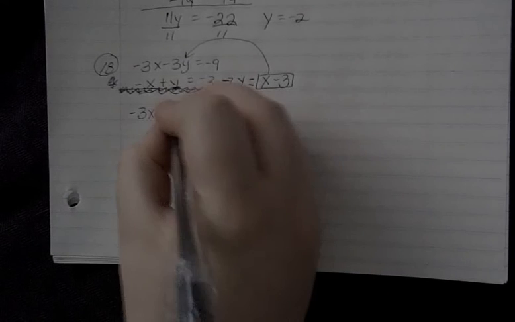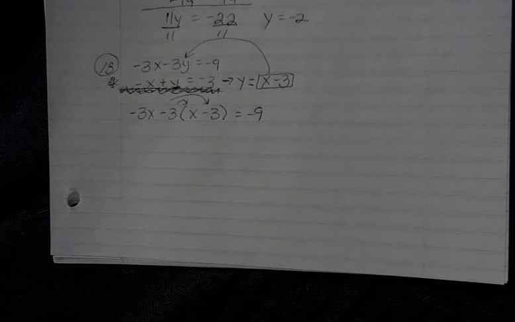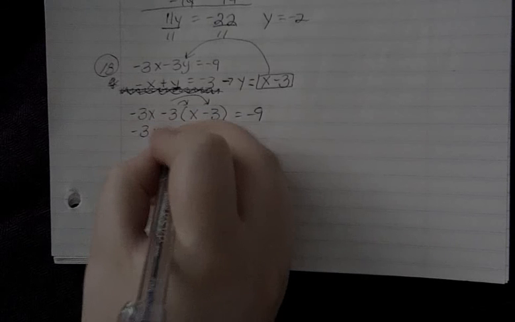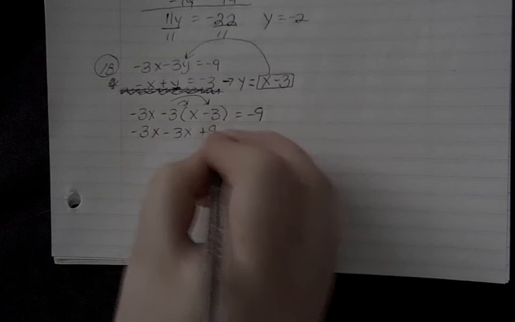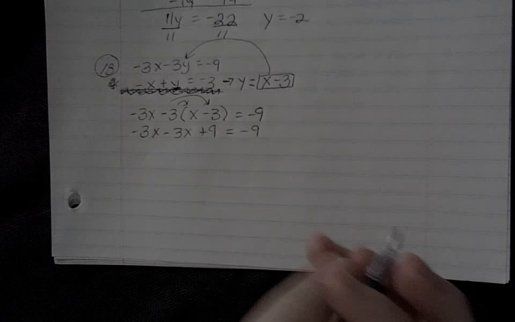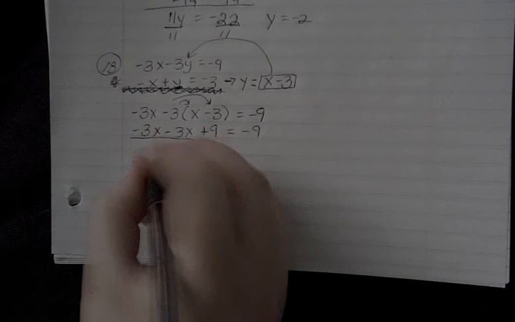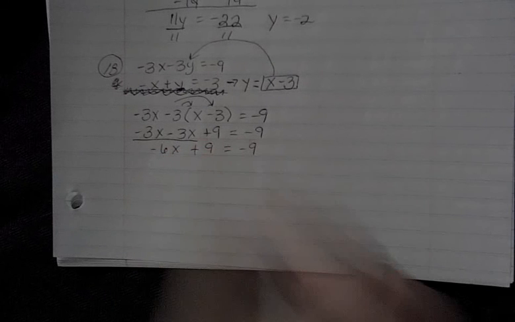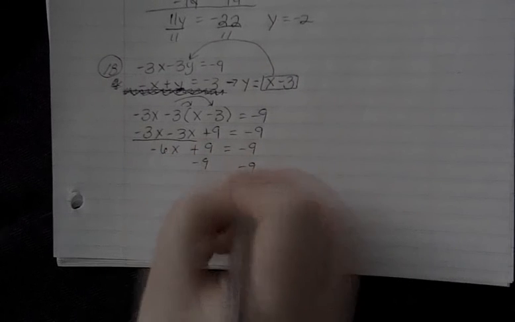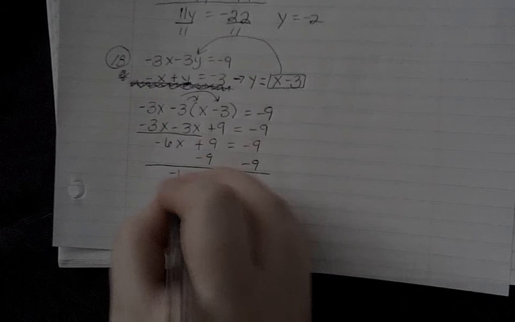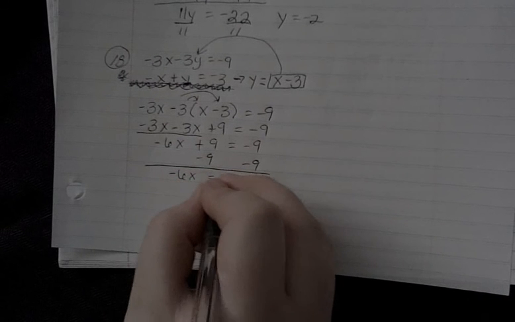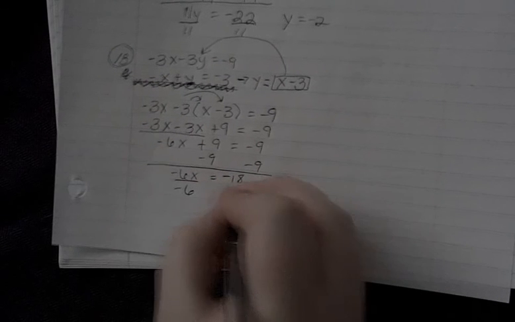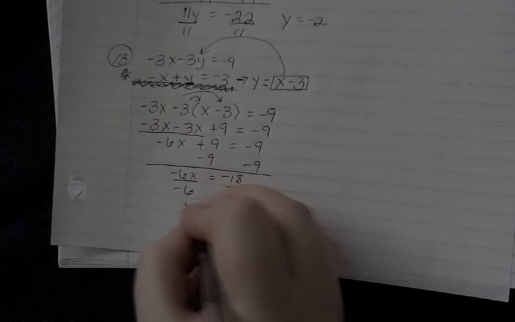Distribute your negative 3 into both terms inside of that set of parentheses to get negative 3x minus 3x plus 9 equals negative 9. Combine your like terms to get negative 6x plus 9 equals negative 9. You're going to subtract 9 from both sides to get negative 6x equals negative 18. Divide both sides by negative 6 to get x equals positive 3.